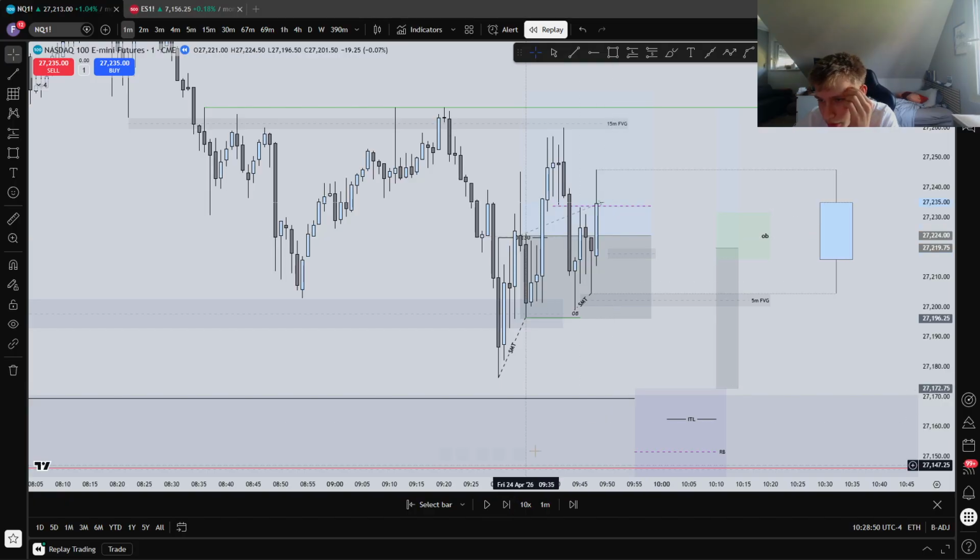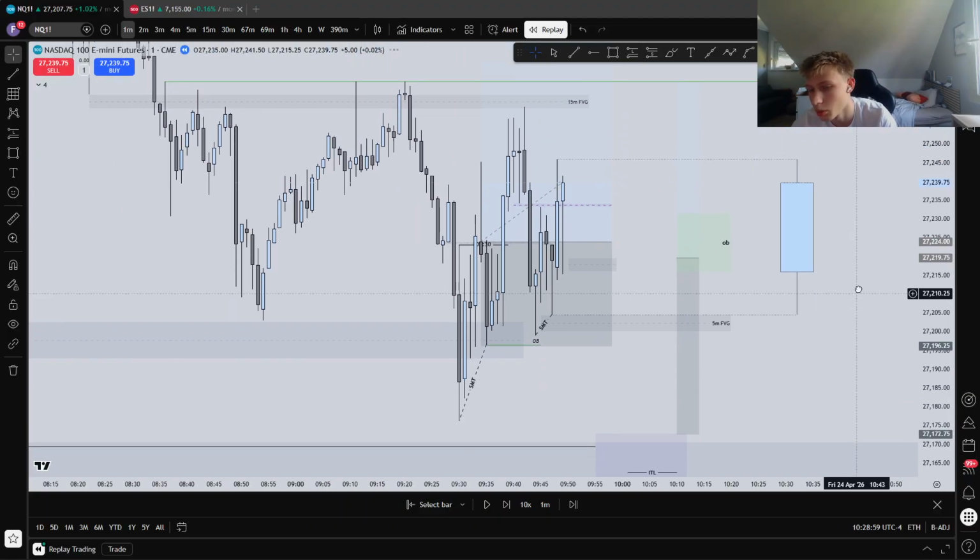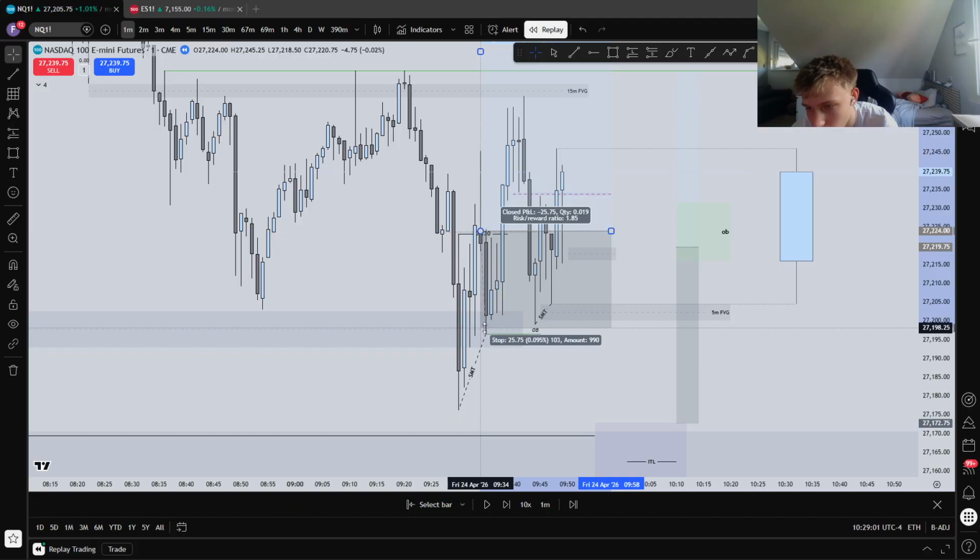And then we create an SMT off of this. We disrespect this 2-minute gap right here, this purple gap. Disrespect this 2-minute gap, and I trailed my stop loss again to this low.